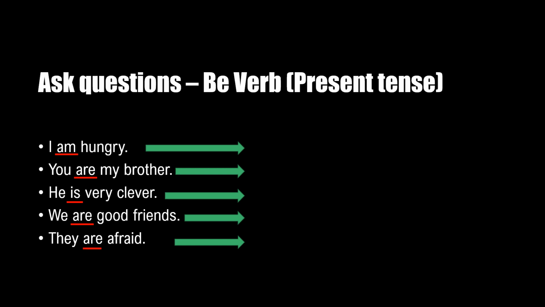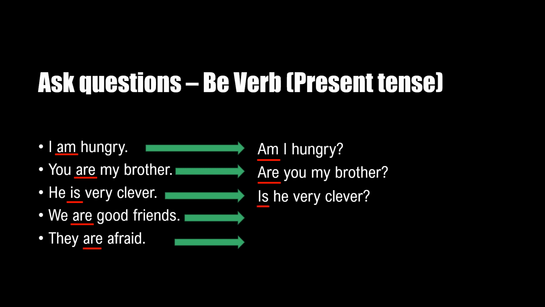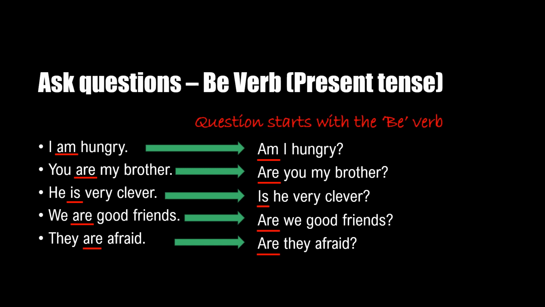I am hungry. Am I hungry? So the verb comes to the front of the sentence and we put a question mark. Let's try with the next. You are my brother. Are you my brother? He is very clever. Is he very clever? We are good friends. Are we good friends? They are afraid. Are they afraid? So what is the rule we are following? All questions start with the be verb.